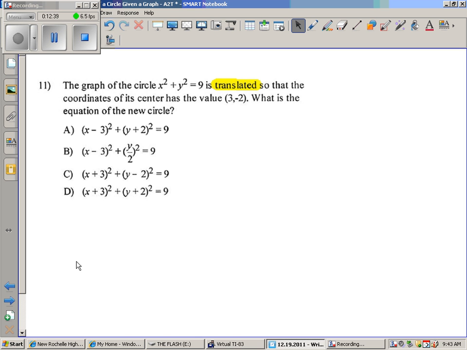Which way is this going? 3 units to the right and 2 units down. So what's its new center? Which one of the choices represents it? What do you think? Is it A? It's certainly not B. B is ridiculous. I don't even know why it's there. It's A. What are you thinking? You sure? Yeah, very nice. Absolutely.